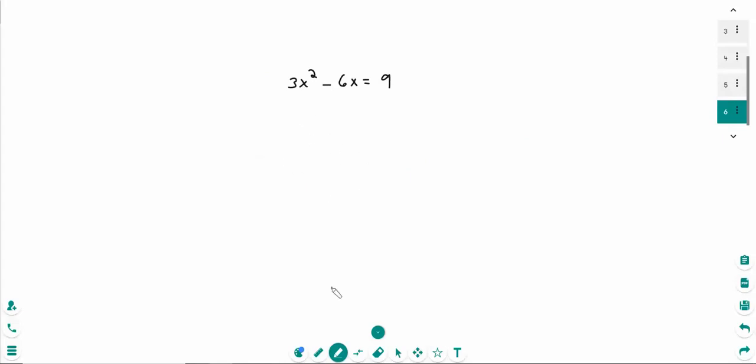All right, so let's break it down. Try to get it into our standard form. In this case, we want to move the 9 over to the other side. And we have a 3x squared minus 6x minus a 9 is equal to a 0. There we go. There's our standardized form.